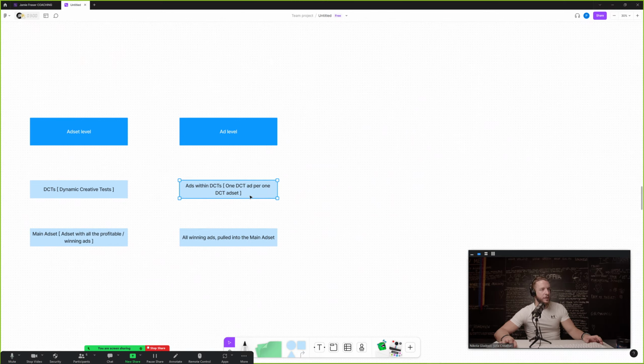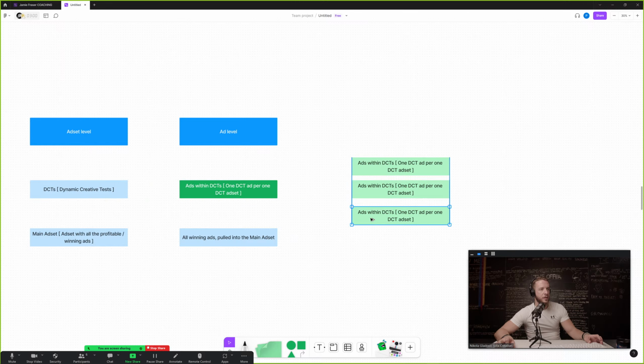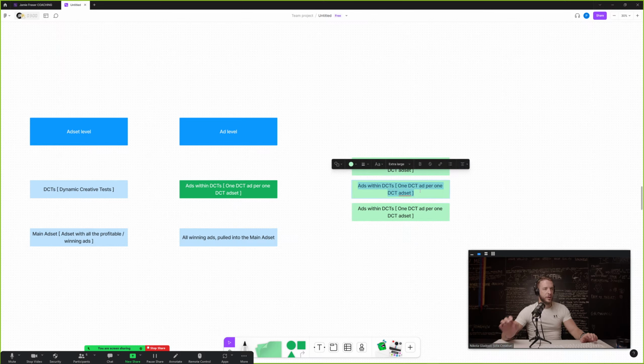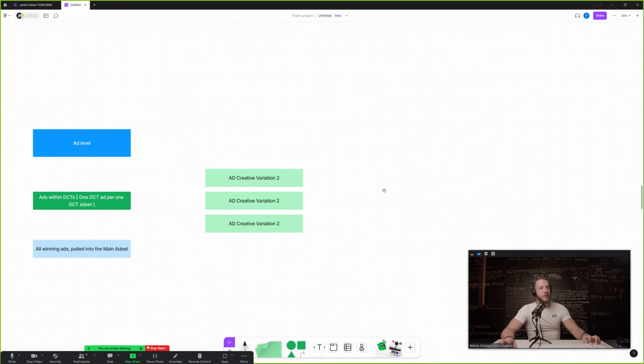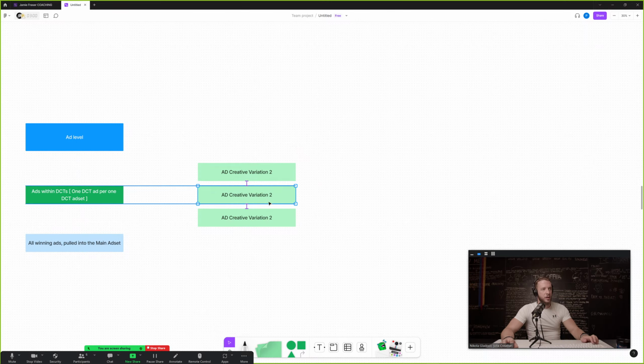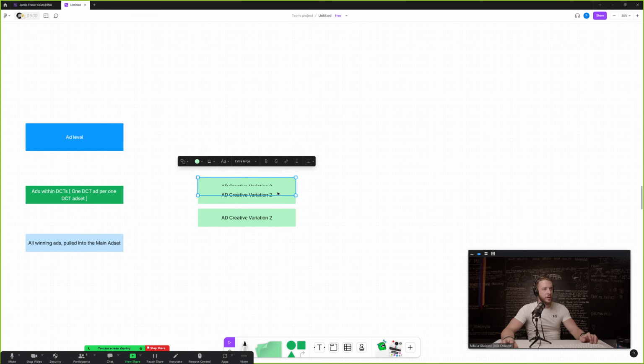So what is one DCT ad? Let's do something like this. One DCT ad has ad creative variation 1, variation 2. This is called a 3-2-2 method.